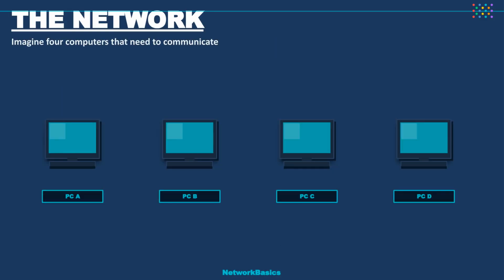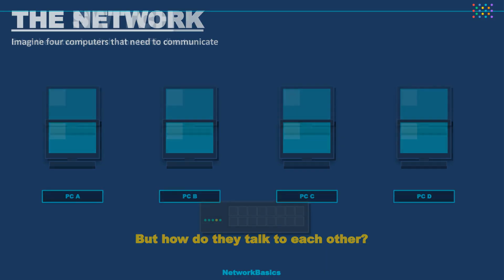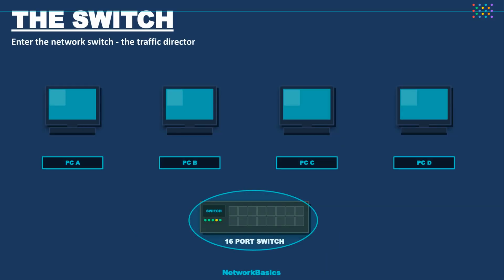Imagine 4 computers, PC A, B, C, and D, that need to communicate with each other. But how do these devices connect and share information? This is where the network switch comes in, acting as the traffic director for your local network.